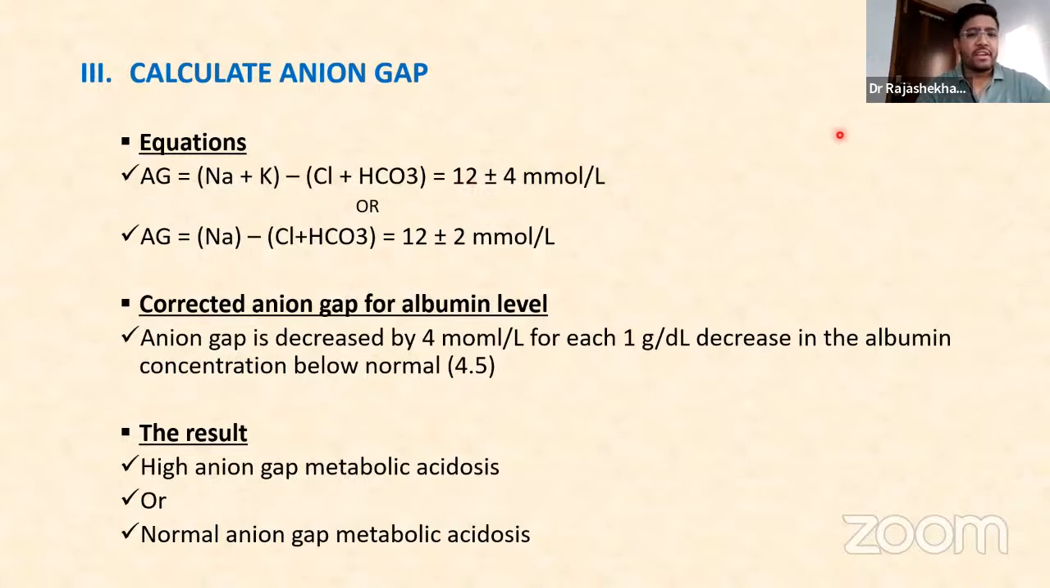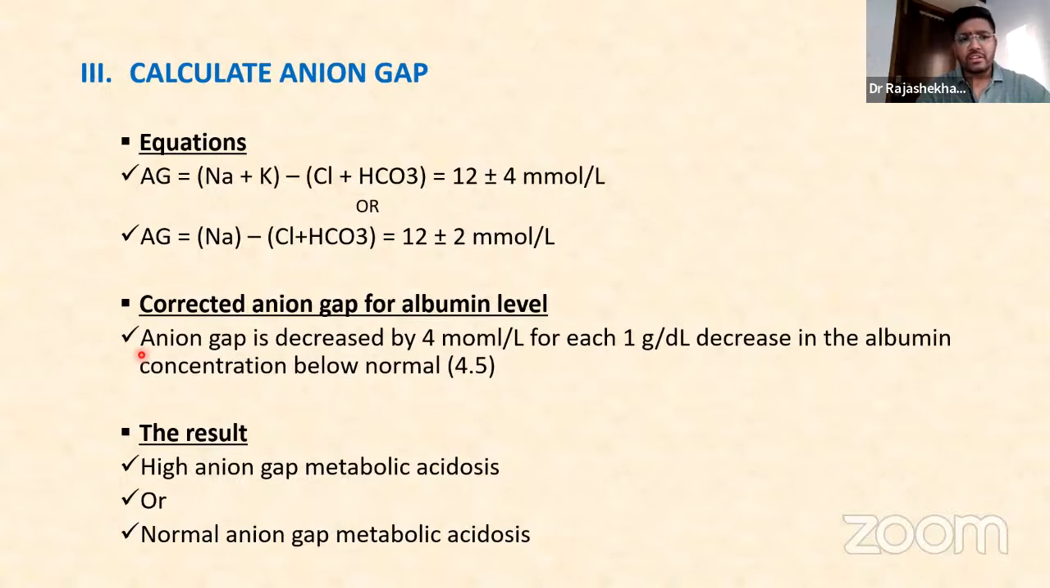The range increases here, so it is very difficult for calculation. The range should be narrow to have a good prediction. So I prefer to use the American based equation. Even Harrison gives this equation. And we should correct it for the albumin level if it is low. Here also the response is predictable: for every 1 gram decrease in albumin, your anion gap is decreased by 4 millimoles. So we need to compensate for the low albumin. We'll be discussing it.